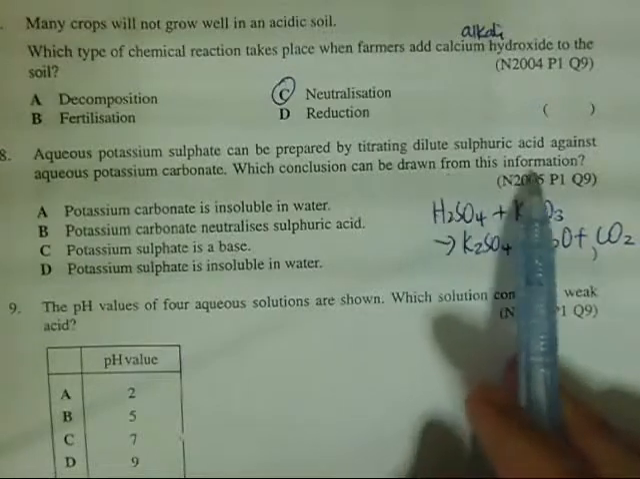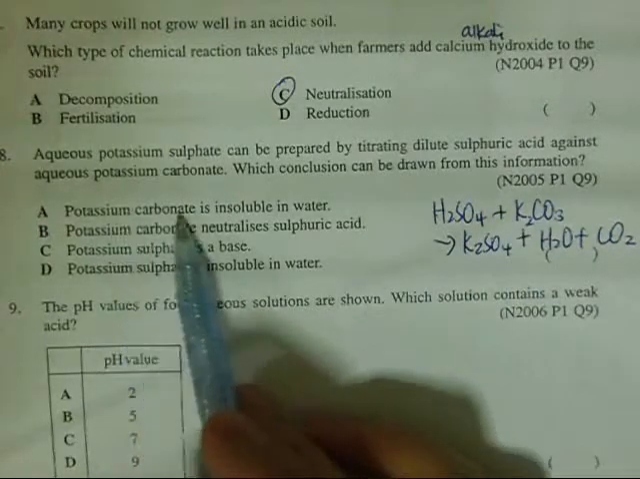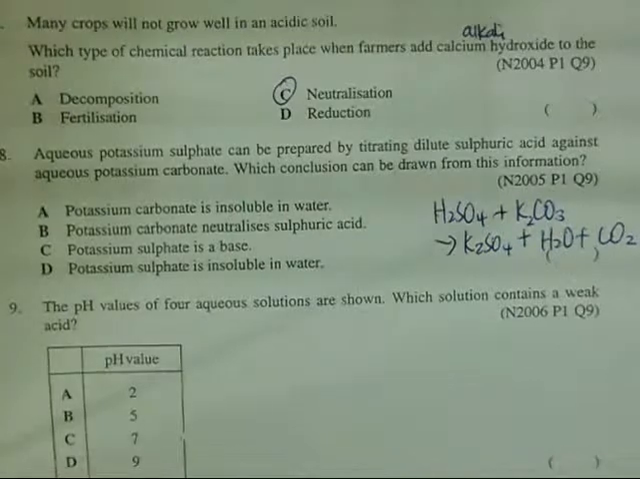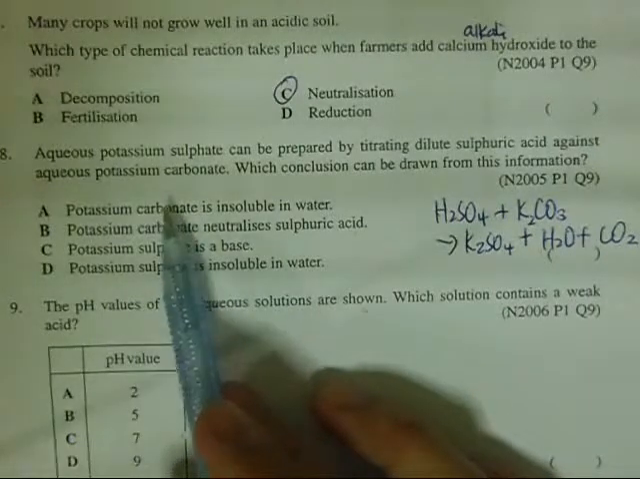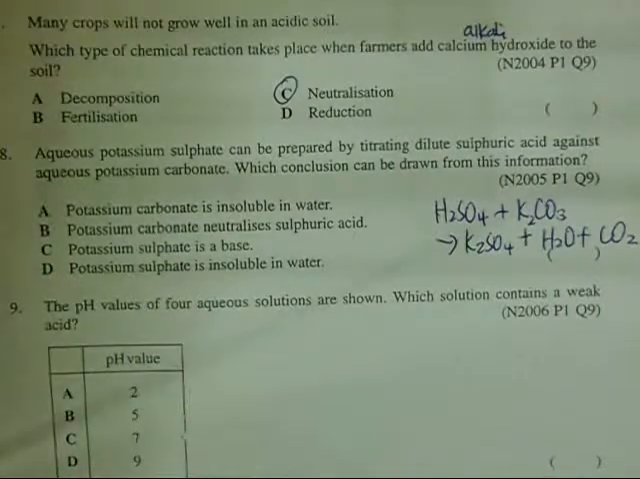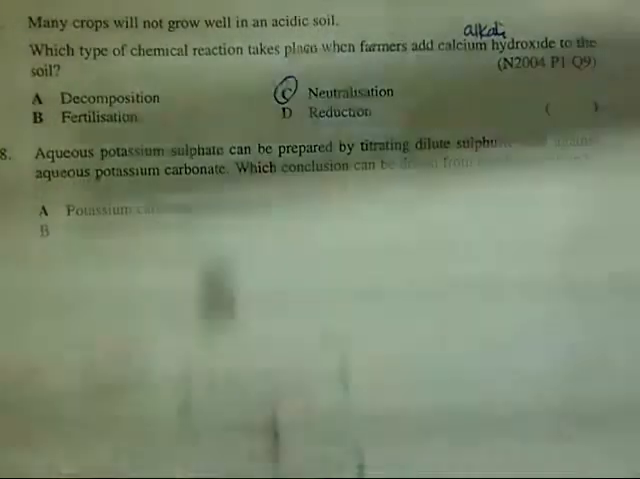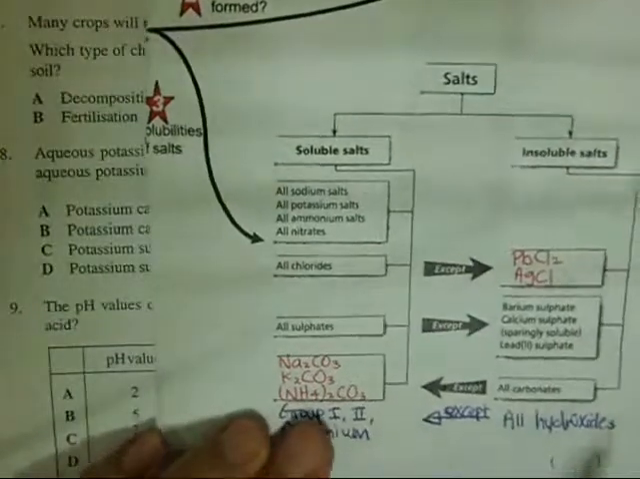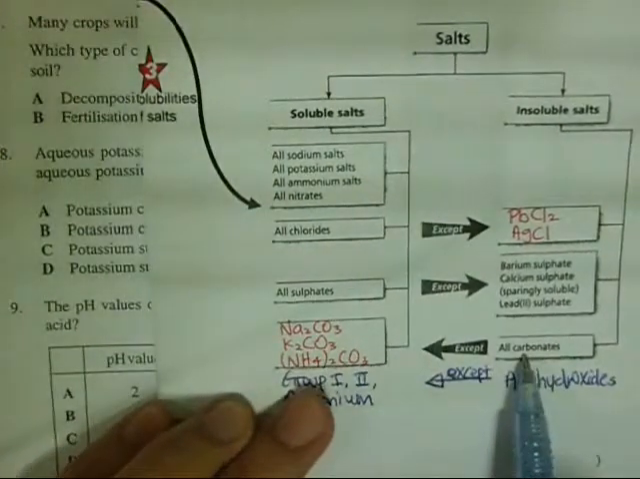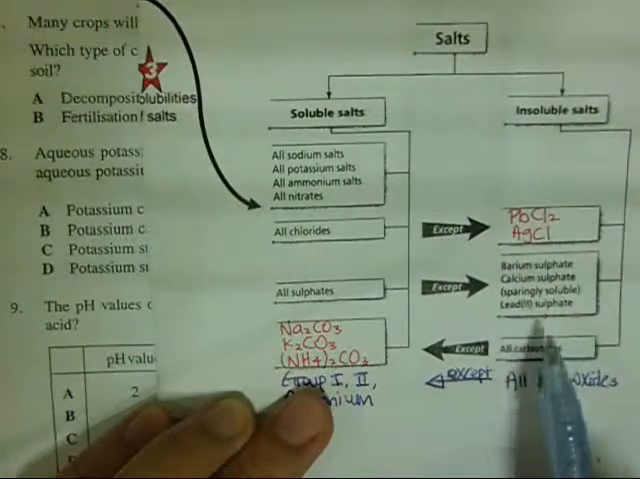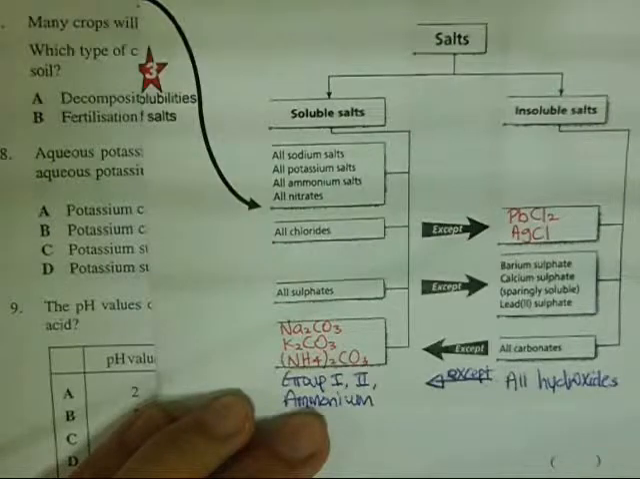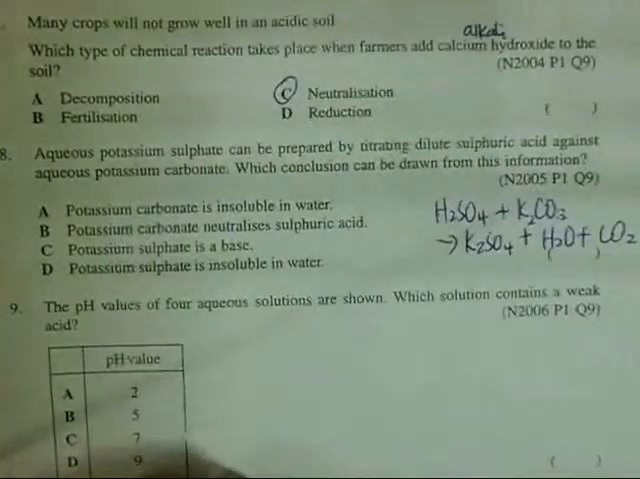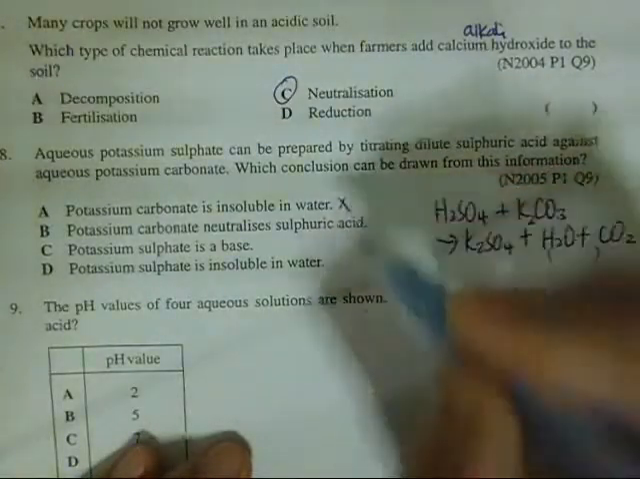So which conclusion can be drawn from this information? Potassium carbonate is insoluble in water. You know that all carbonates are soluble in water? No, all carbonates are not soluble in water except group 1 and group 2 carbonates. Again, this is from the solubility table. All carbonates are not soluble except group 1 carbonates and ammonium carbonate. So the first one is obviously wrong.